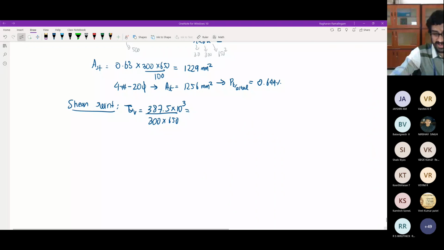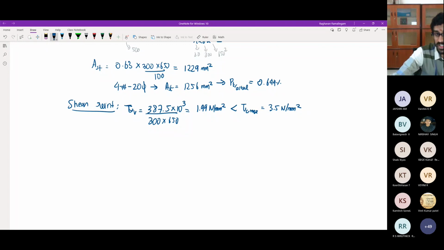Okay, so this comes to about 1.99 Newton per mm square. Now you compare this tau v with Table 20 of your IS 456. There, for M30, tau c max is 3.5. And thankfully this tau v is lesser than tau c max, which equals 3.5 Newton per mm square. So because of this, I'm saved. I don't need to increase the depth of the beam any further.